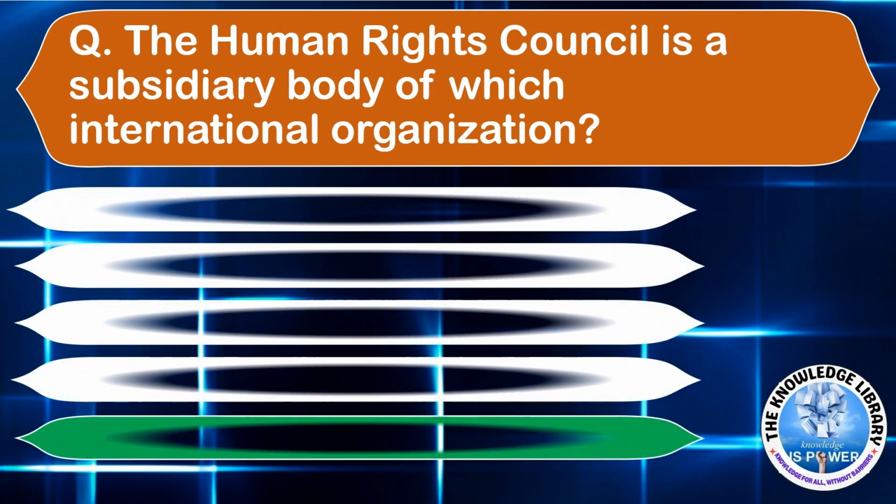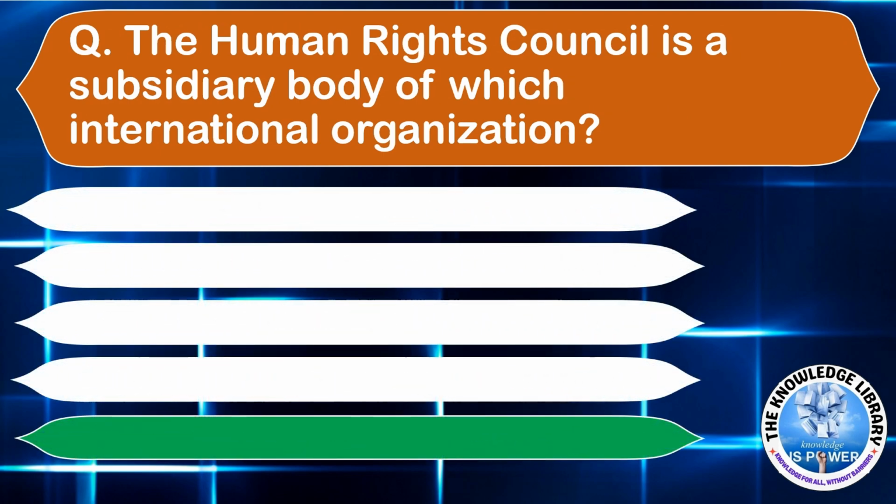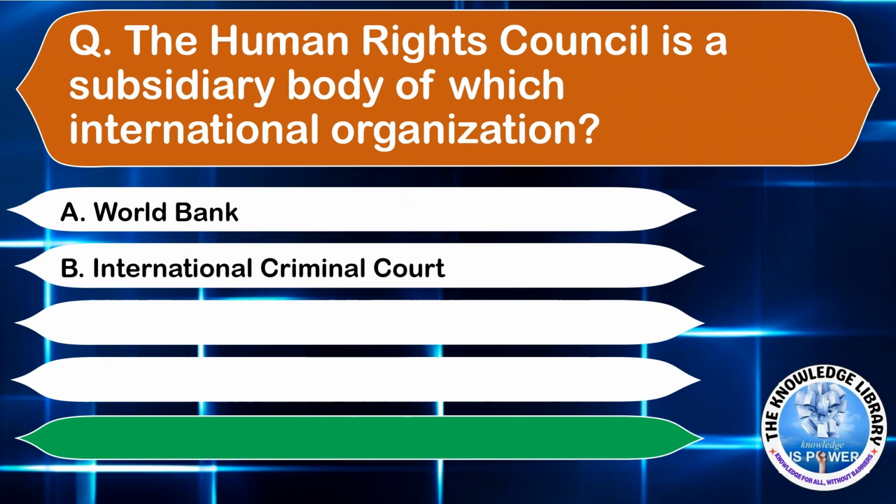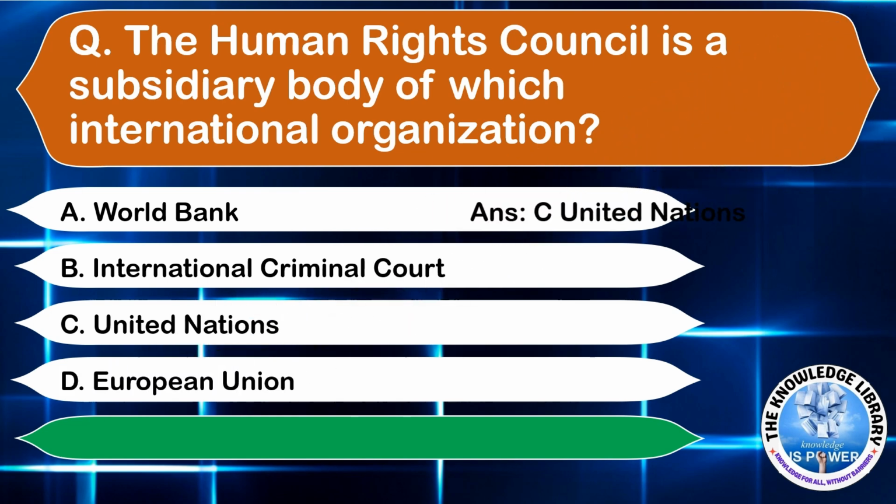Next question is, the Human Rights Council is a subsidiary body of which international organization? Option A, World Bank. Option B, International Criminal Court. Option C, United Nations. Option D, European Union. Correct answer is option C, United Nations.